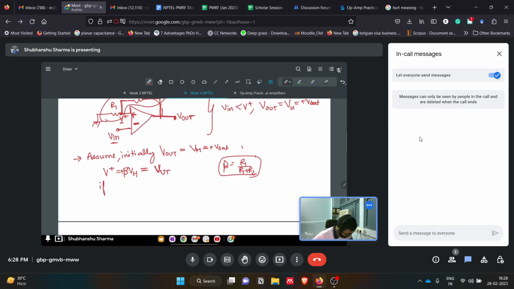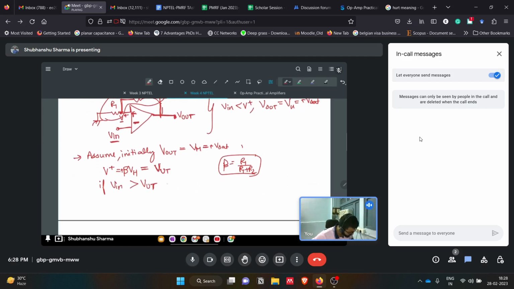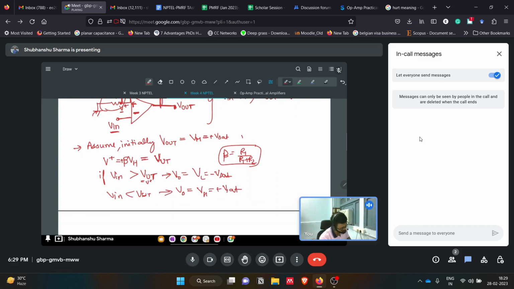Here, if our V in is greater than VUT, then what will happen? The output will become low, that is V minus V sat. If V in becomes less than VUT, then V output is V high, that is plus V sat. Okay, so this is one case.